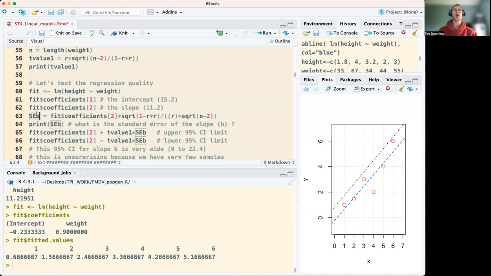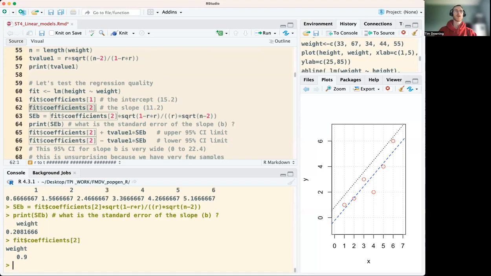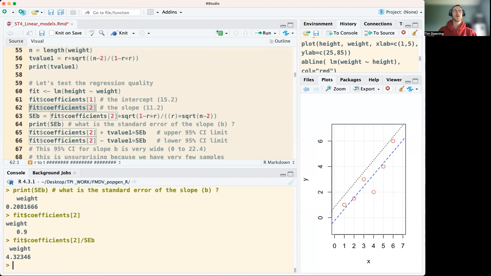And then we looked at how we can use the standard error of the slope, which we can compute from the fit of the coefficients multiplied by the square root of 1 minus R squared divided by the square root of N minus 2. So if we calculate that, we can check the standard error of slope B, and note that the slope here is going to be this coefficients 2 value. And we can see there that if we check the ratio of the slope divided by the standard error, it corresponds approximately to the t value, which is effectively the formula for computing the t coefficient. So that's really what we have here.